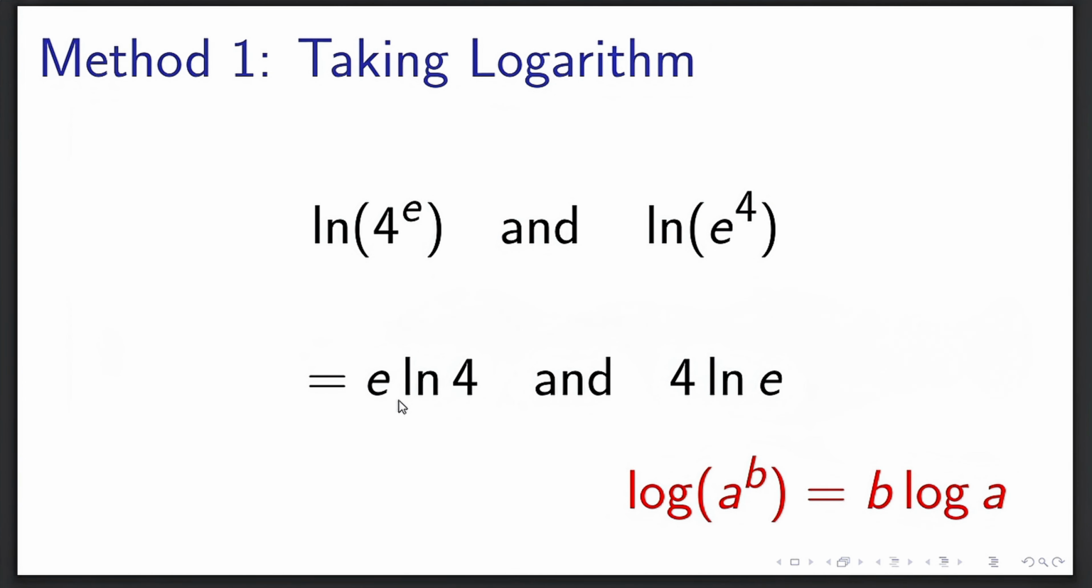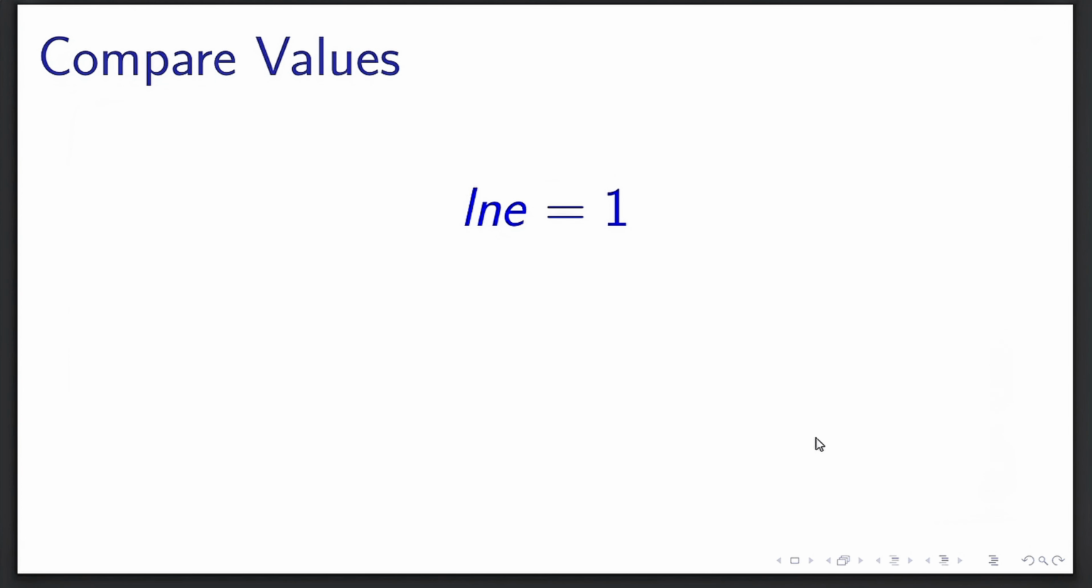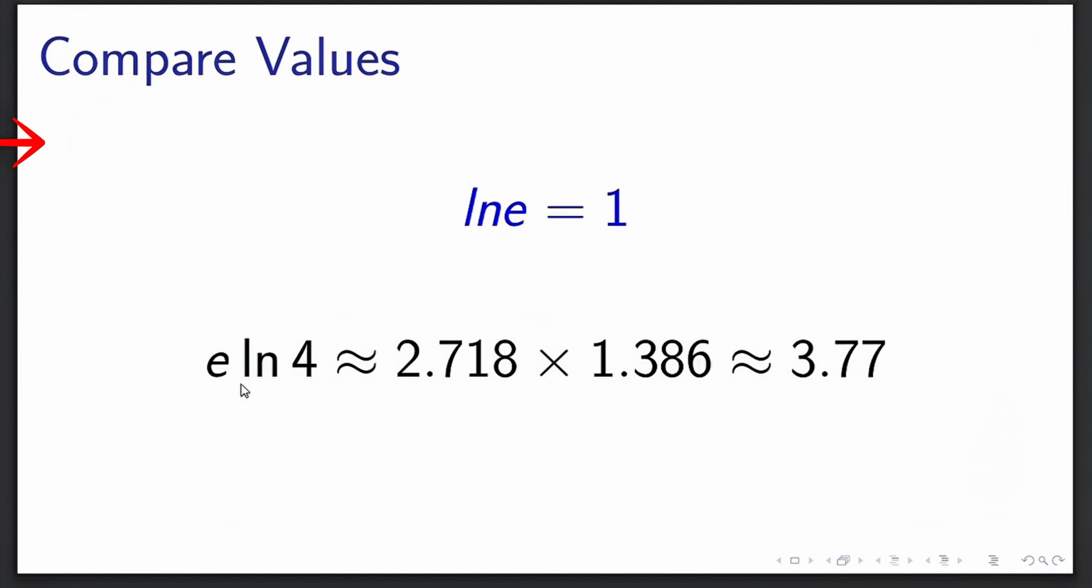When I simplify this, I will get e times ln of 4 and 4 times ln of e. How do I get this? I just use this logarithmic law, which is log of a power p is equal to p times log of a. Now we are going to see further. We know that ln of e is equal to 1. Similarly, we have e times ln of 4.